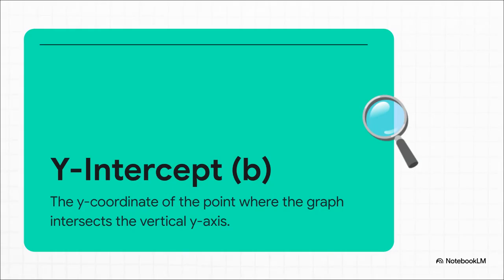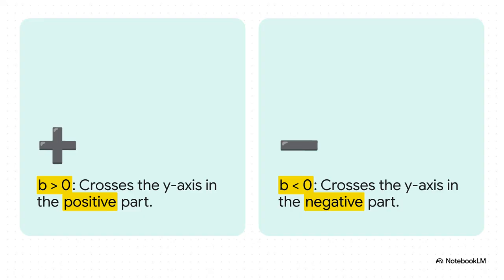All right, next up is b, which we call the y-intercept. And if the slope a tells us the direction of our journey, then b tells us the starting point. It's literally just the spot on that vertical y-axis where our line gets its start. And changing this b value is what causes that sliding motion we saw just a minute ago.